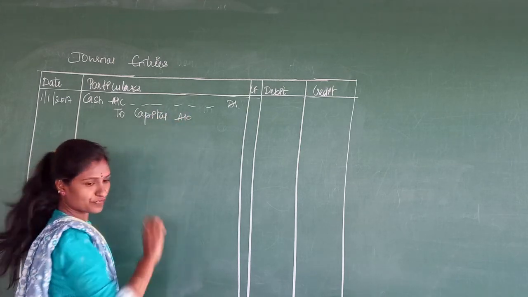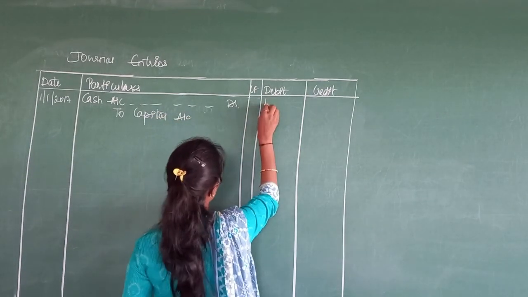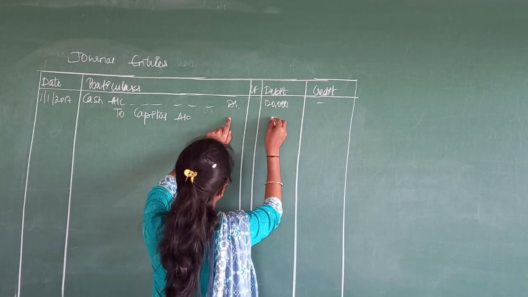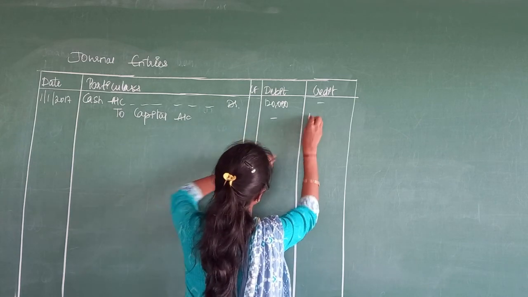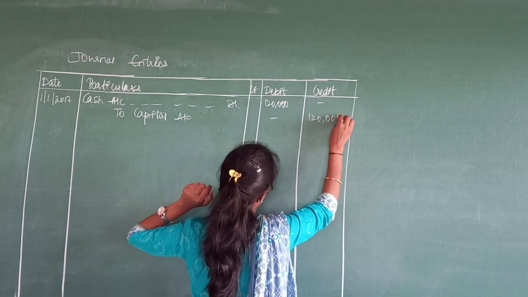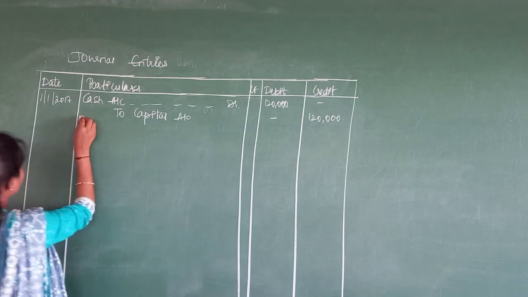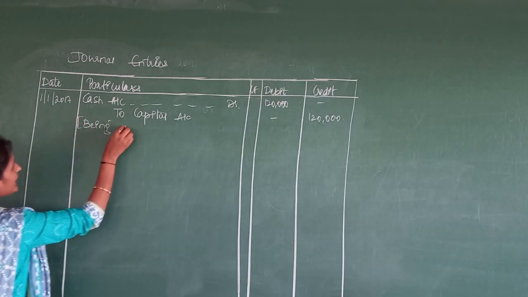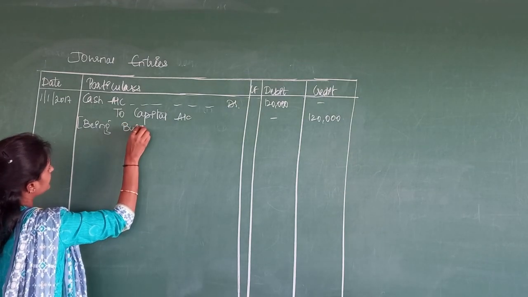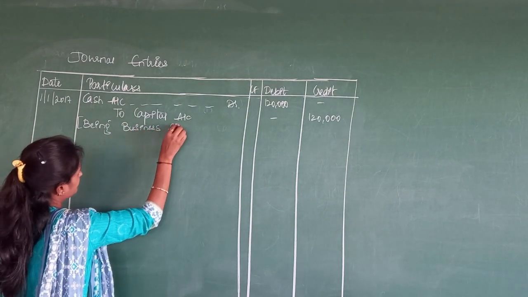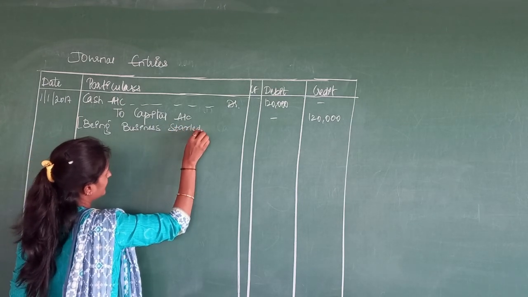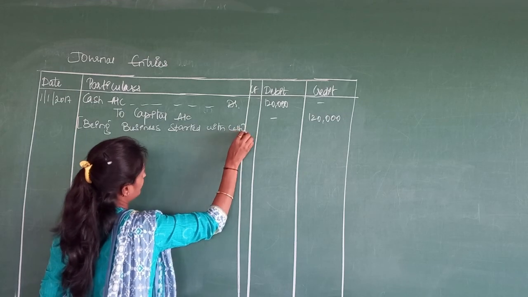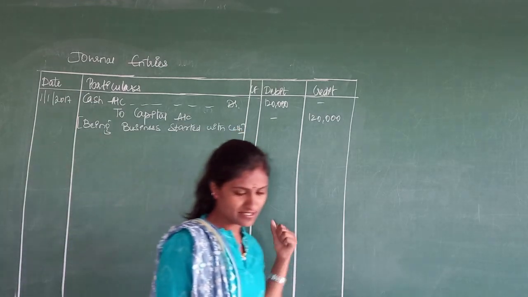So cost is of 1,20,000. Debit, this is a debit one. So 1,20,000 credit we don't have, debit we don't have. The same line 1,20,000 credit we have. Right? So here being we need to write the same proportions only we can write, but we need to start with the being. Being business started with cash. This is the first transaction, that is the journal entry.